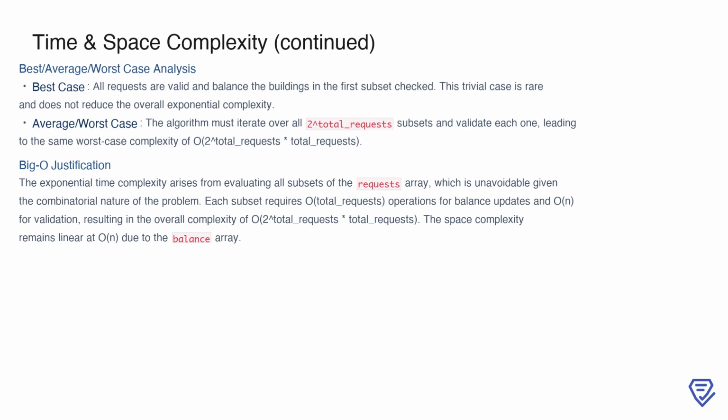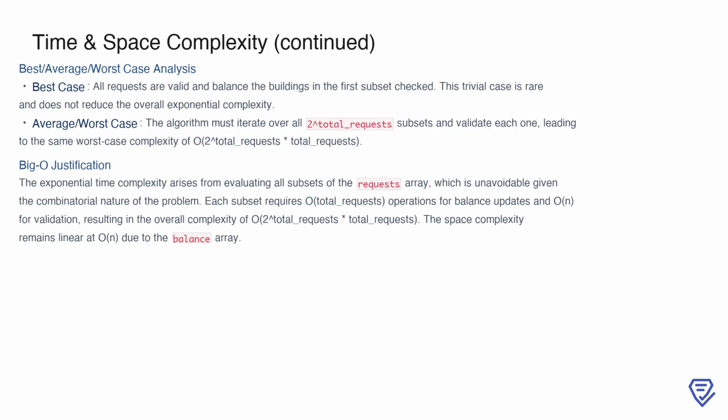Let's now examine the best, average, and worst-case scenarios for this algorithm. In the best case, all requests in the first subset checked are valid and perfectly balance the buildings. While this scenario is theoretically possible, it is extremely rare and doesn't reduce the overall exponential complexity of the problem. For both the average and worst-case scenarios, the algorithm must iterate over all 2^total_requests subsets and validate each one, resulting in the same time complexity of O(2^total_requests * total_requests). To justify this big O notation, we recognize that the exponential time complexity stems from evaluating all subsets of the requests array, which is a combinatorial necessity for this problem.